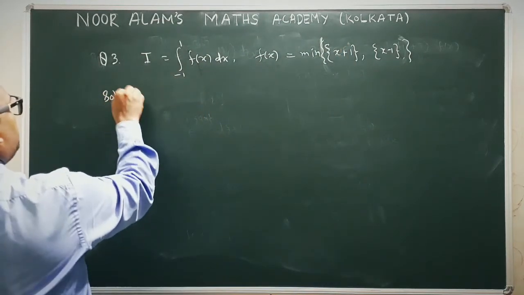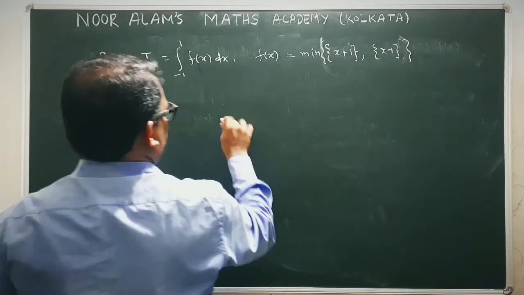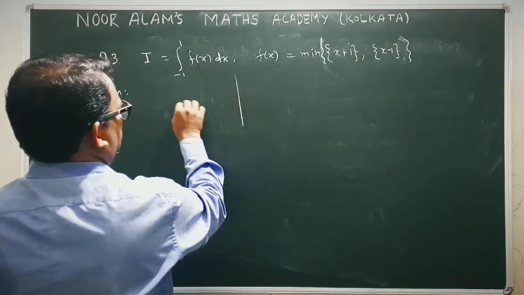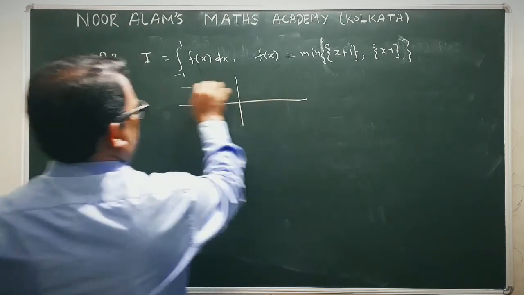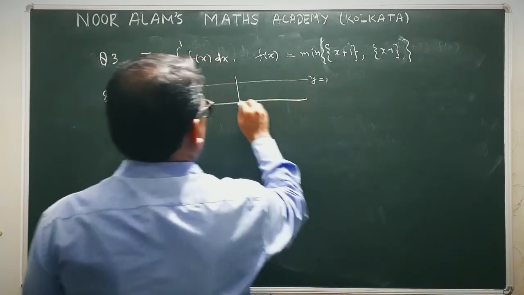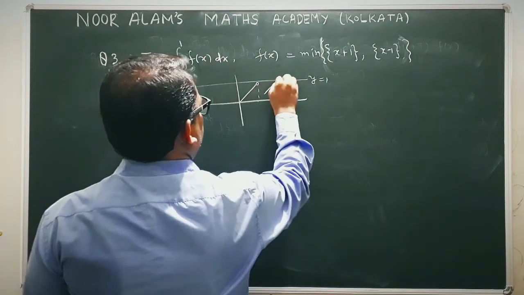Solution. We know the nature of the fractional part function. Now the graph of the function looks like this.